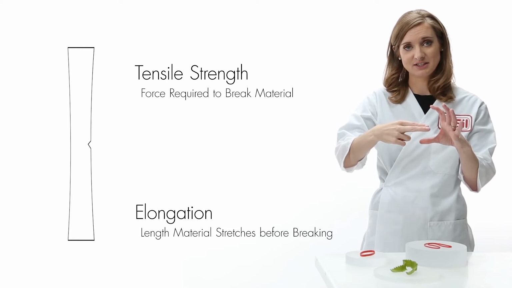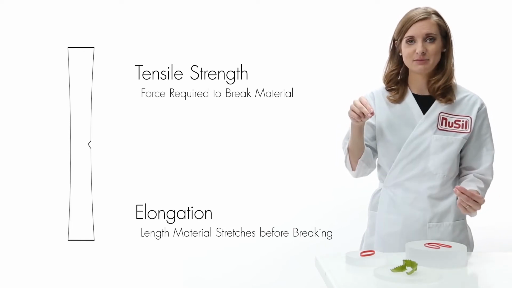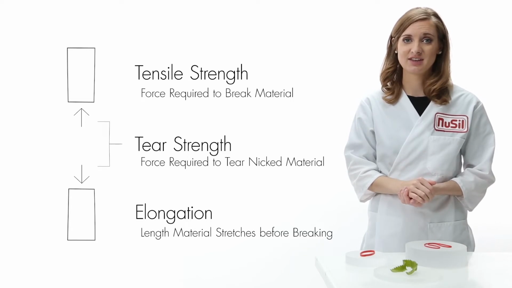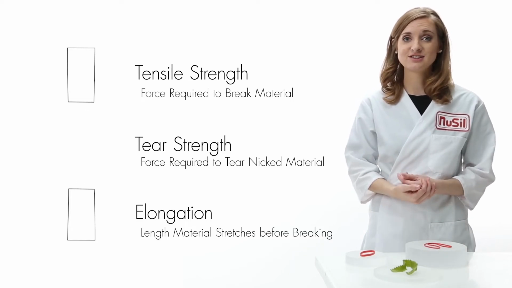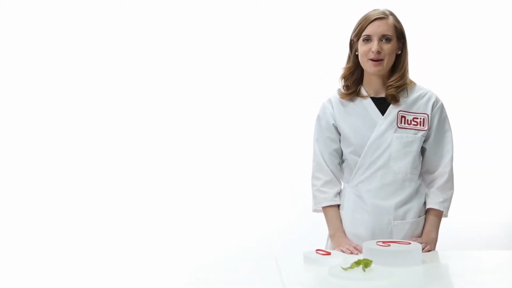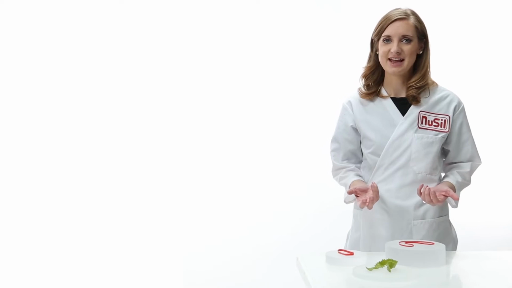If we nick the material and pull it until it breaks, the force required to tear it is the tear strength. This simulates the resistance to total failure with normal wear and tear. To better understand these physical properties, think of some everyday examples.